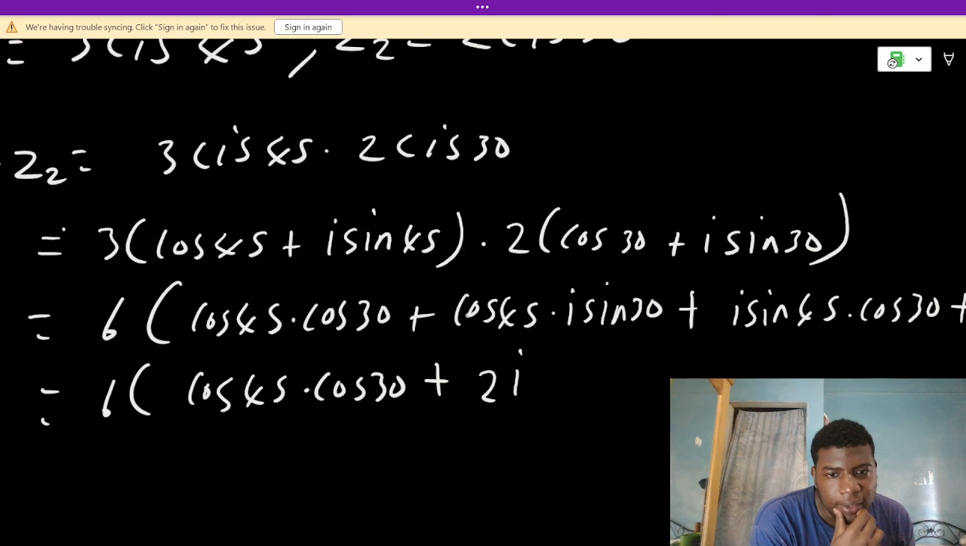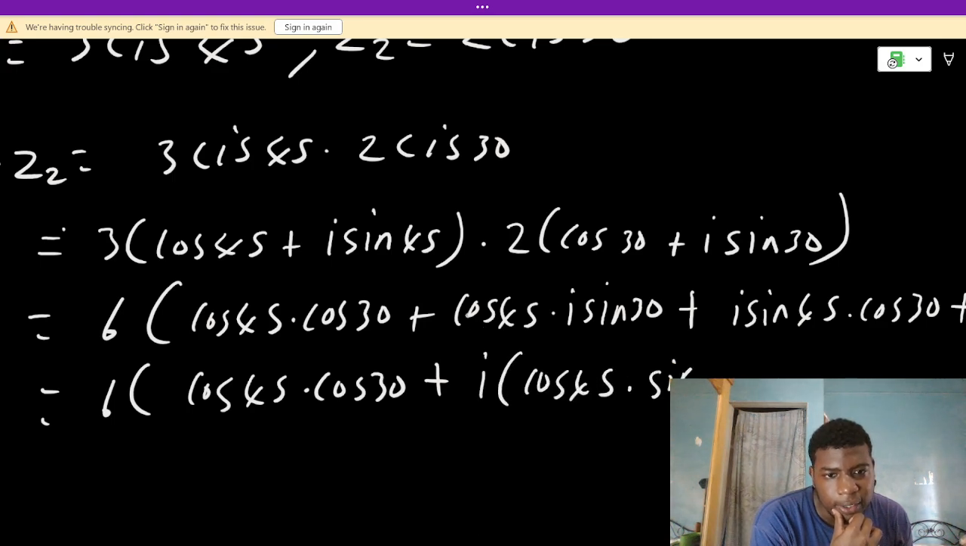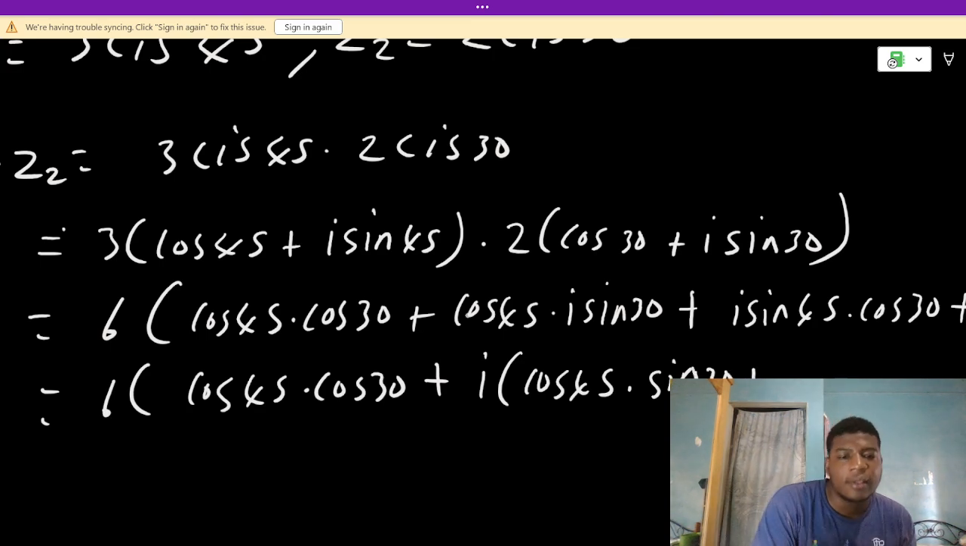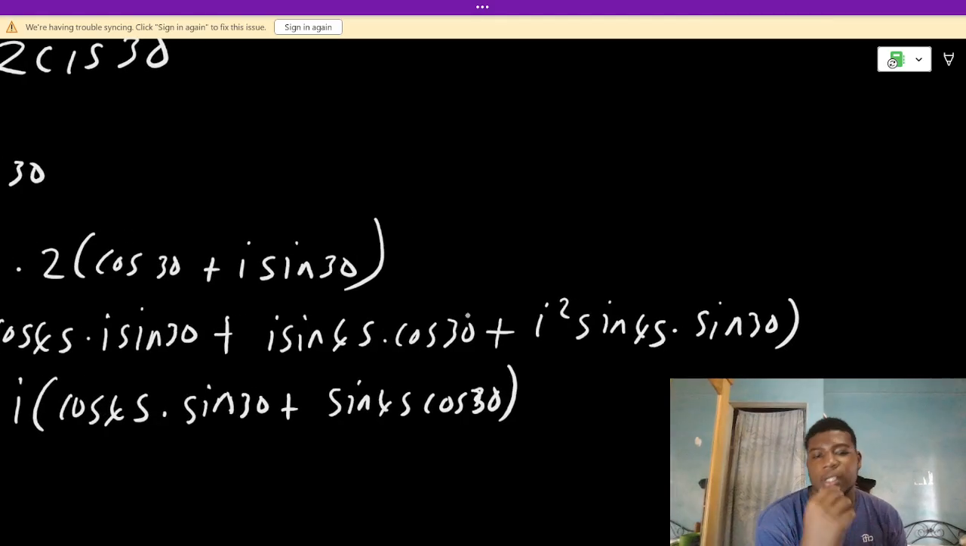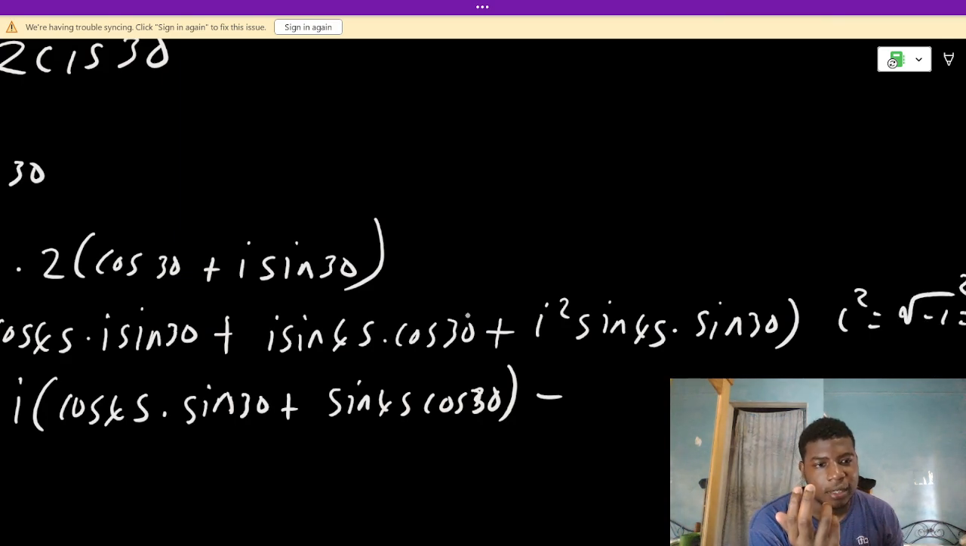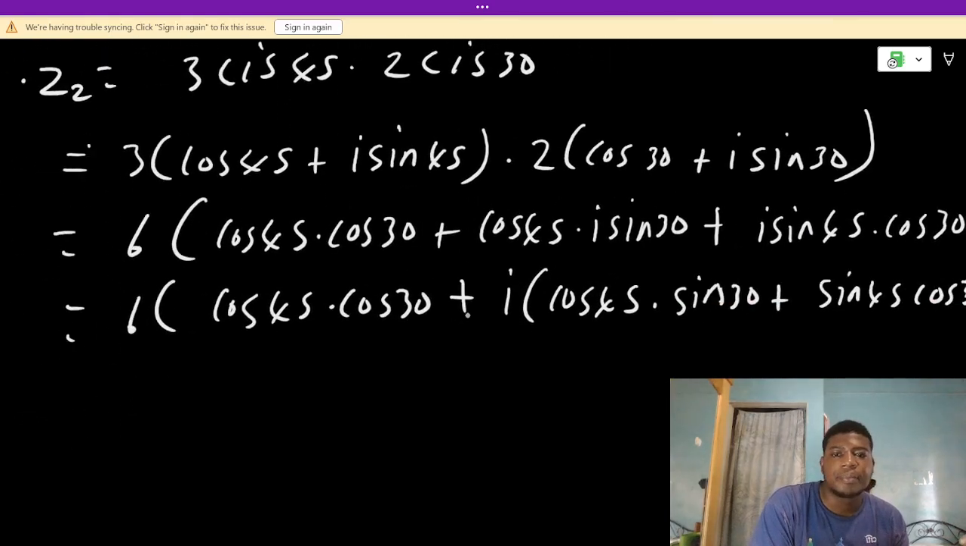What are the chances of that? No, not 2, but simplify it, and we get cos 45 dot sine 30 plus sine 45 cos 30, and then now watch this. Well, this becomes negative because i squared is equal to the square root of -1 squared, which is equal to -1. So you have yourself the negative of sine 45 by sine 30, right?